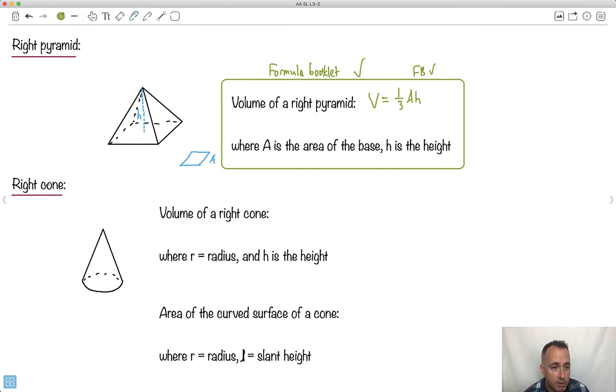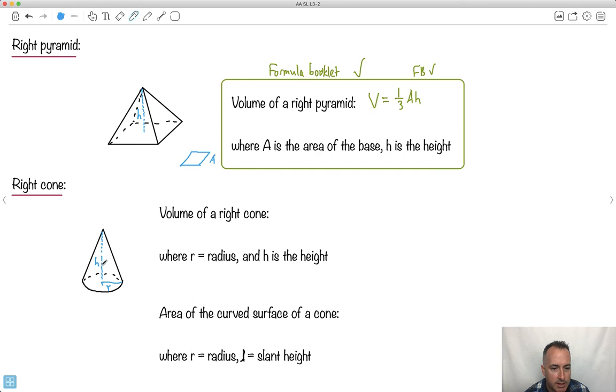How about a right cone? This is a circle on the bottom of it. So because of that, we need some sort of radius here. I'll call it R. We have some sort of vertical height here from the tippy top of the cone all the way to the middle here. We'll call that h.